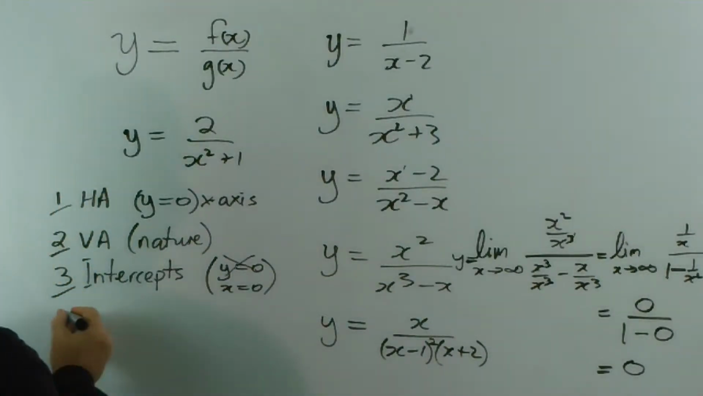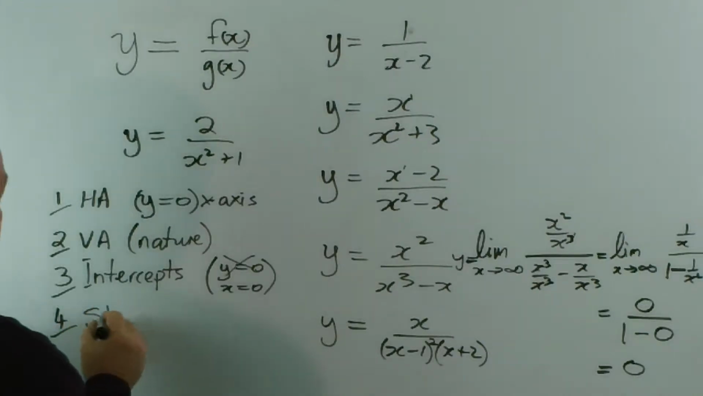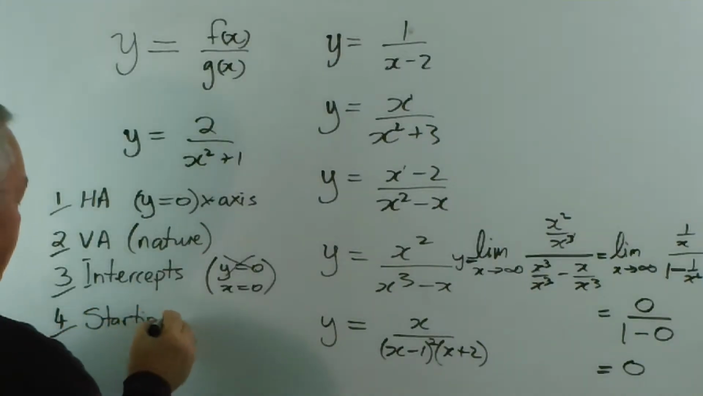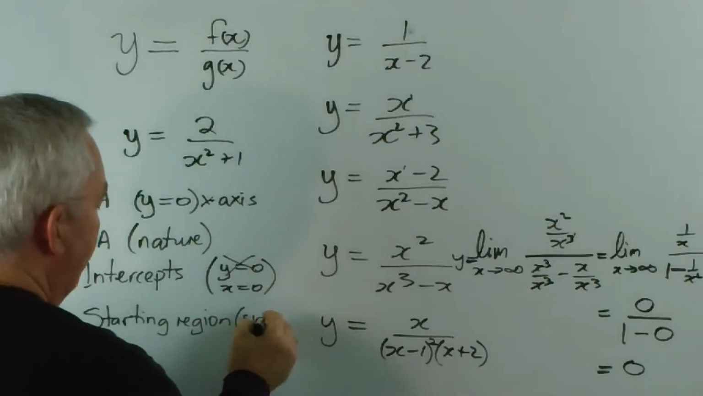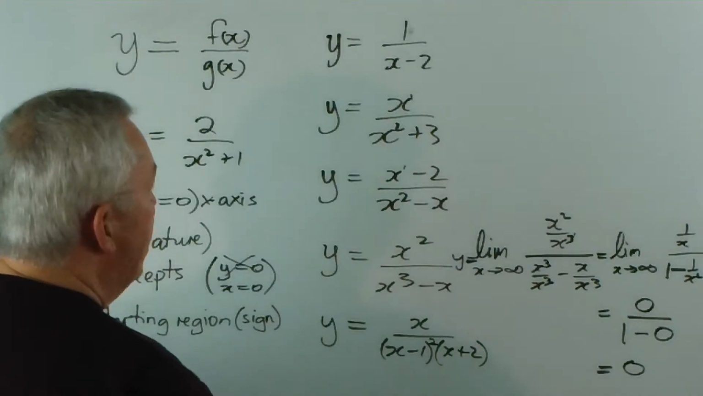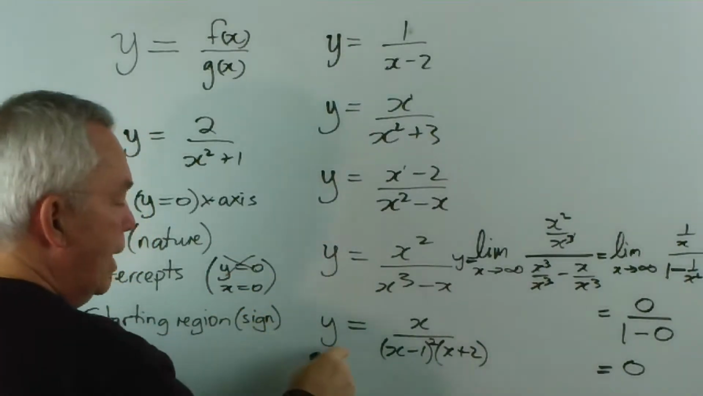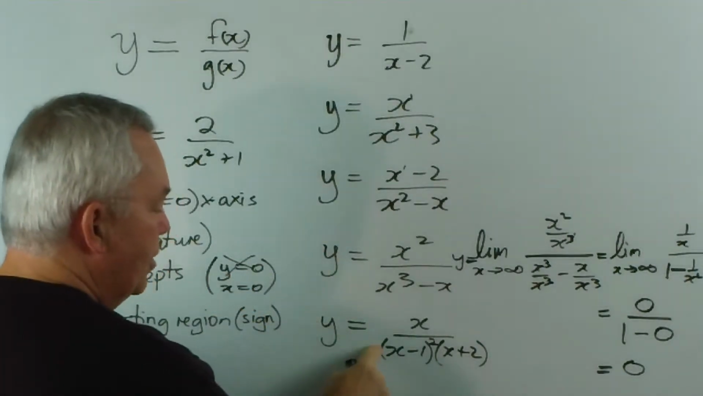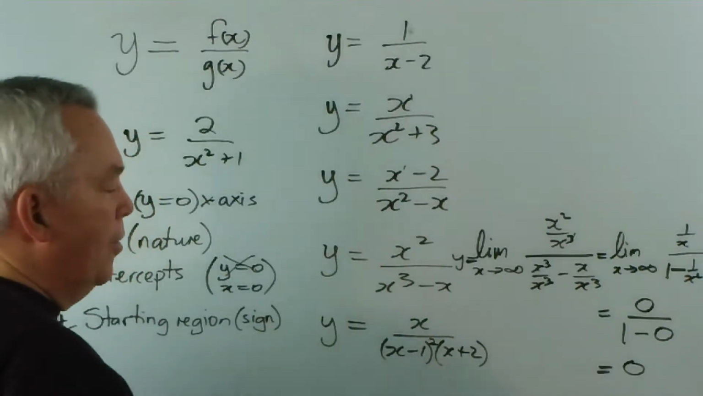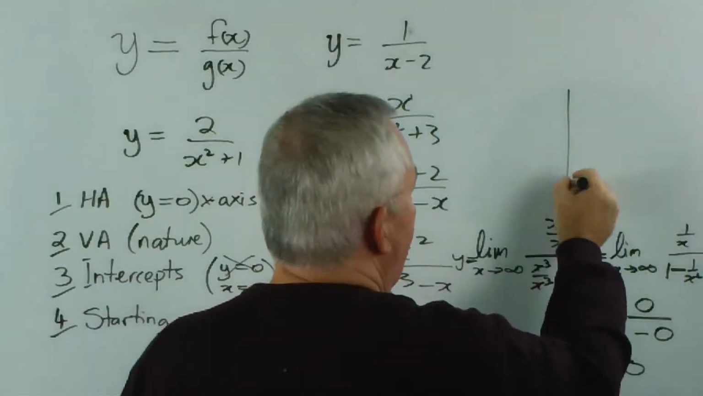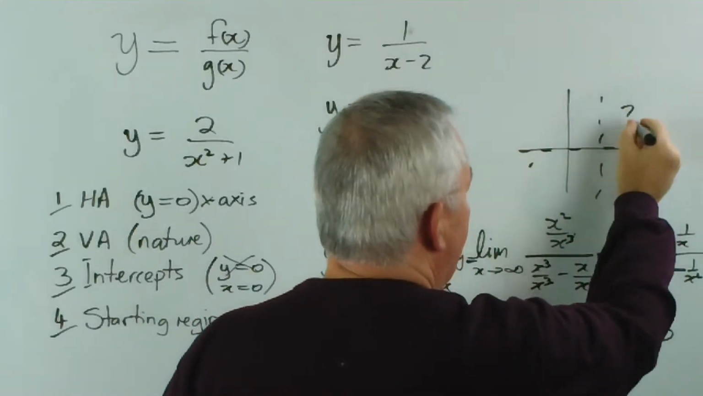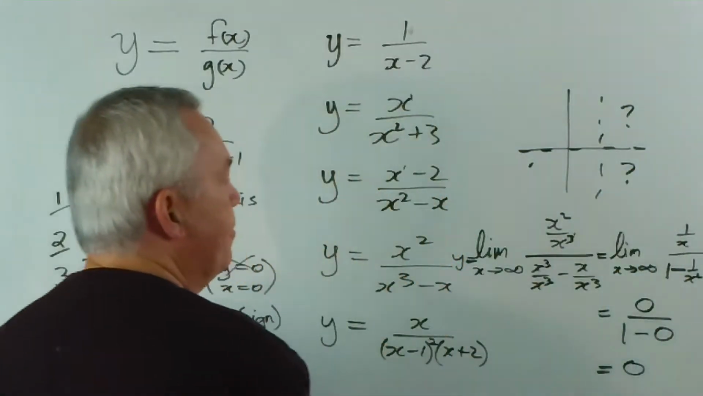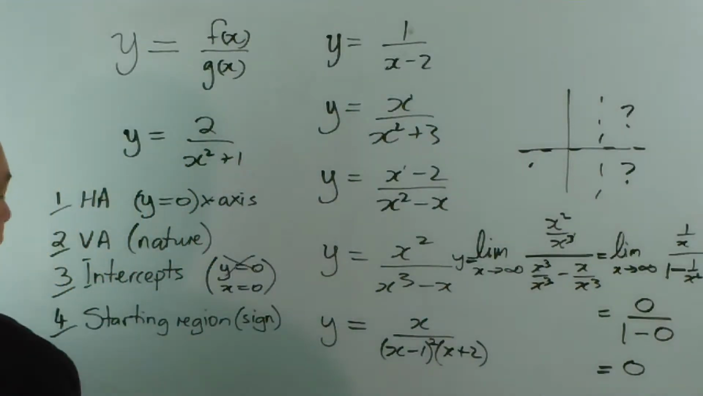The fourth step is to look for a starting sign, or a starting region, if you like. And here's where we're looking at the sign, the coefficients in front of the numbers, to see whether we're going to start in our graph in this area, section, or this section. So that's our starting region.